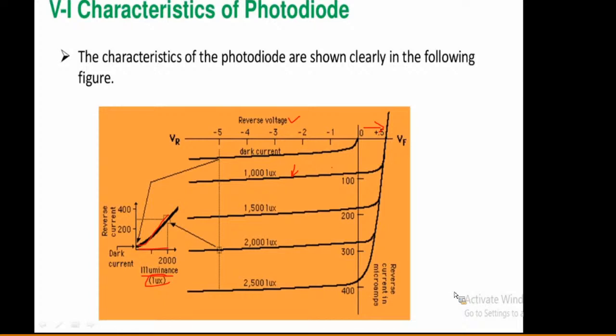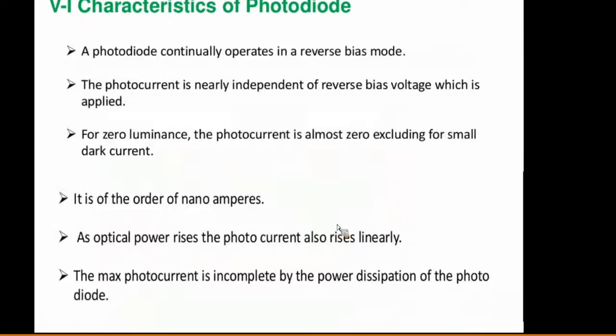Okay. Now we will see the basic things, the same thing. A photodiode generally operates continuously in reverse bias mode. The photocurrent is nearly independent of the reverse bias voltage which we are applying. For zero illuminance, the photocurrent is almost zero, excluding a small dark current.